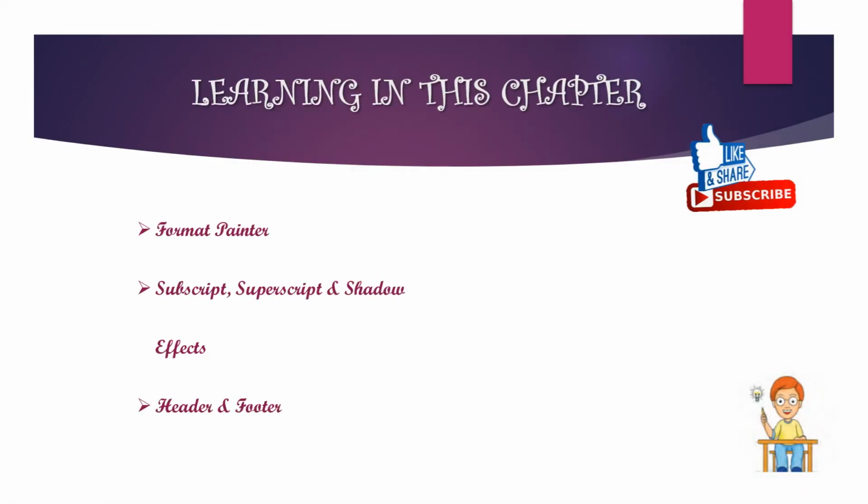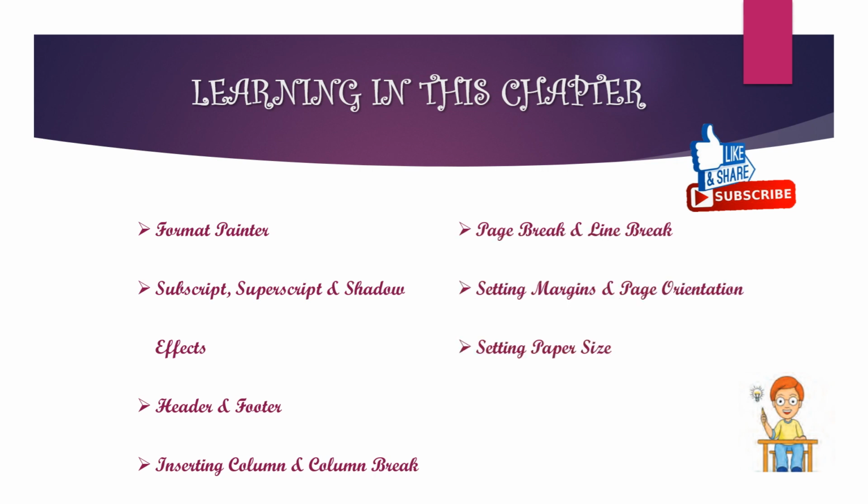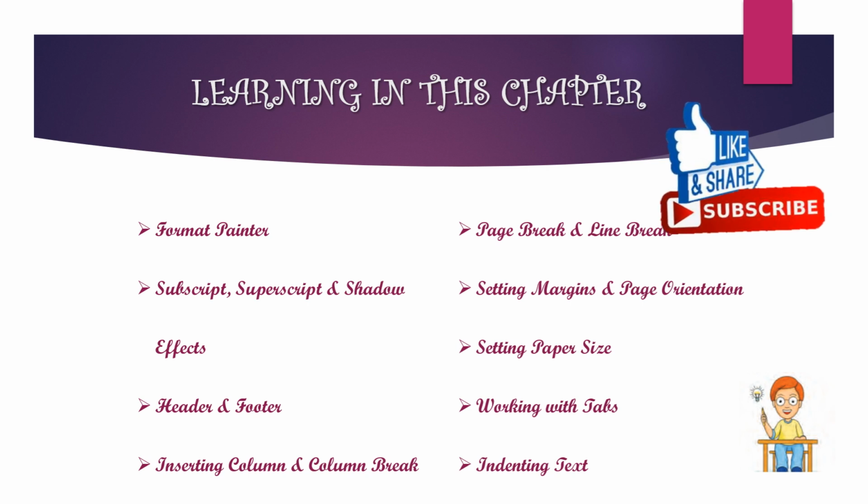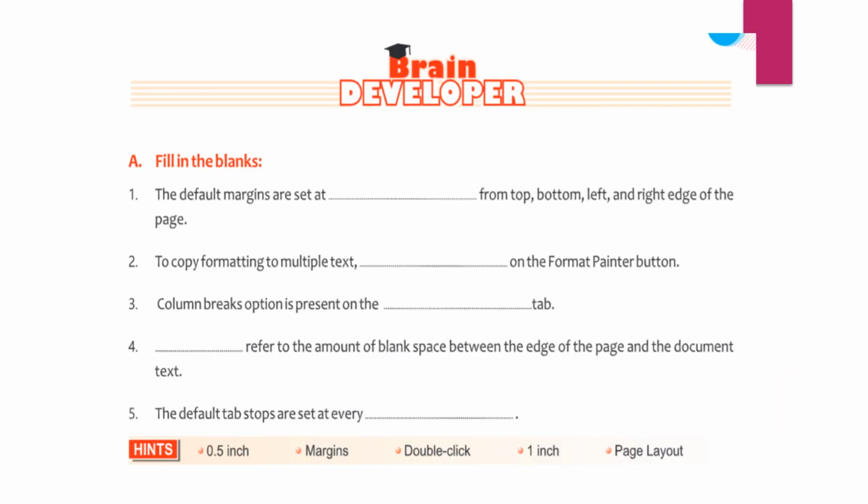So in today's class we are going to do the exercise for chapter 3, Advanced Features of Word Processor 1. These are the topics that we have covered in our previous classes. I'll attach a link here on the top for the previous videos. So let's start with the exercise.